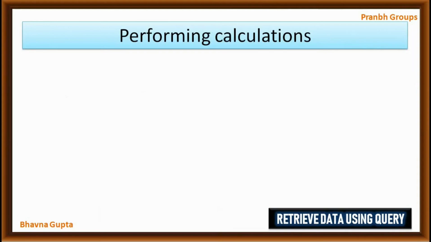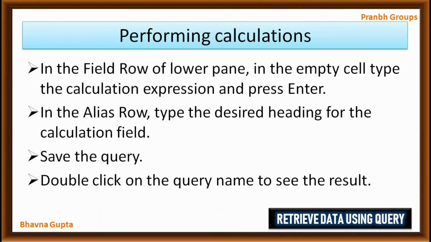Next topic, performing calculation. Sometimes we need to perform some calculation depending upon the data, for which you can do the following. First, in the field row of the lower pane, in an empty cell type the calculation expression and then press enter. In the alias row, type the desired heading for the calculation field if you want, otherwise leave it, and then save your query and then double click on the query name to see the result. This is the process for performing calculation.